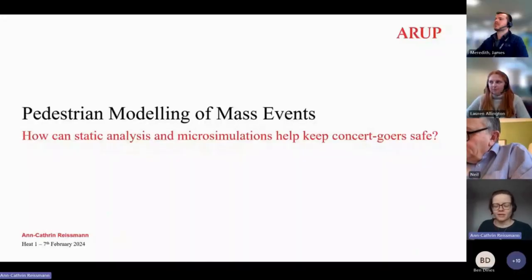So yes, my name is Ann-Cathrin. I'm a transport planner at Arup, and I'm going to be talking about pedestrian modelling of mass events. I recently started doing pedestrian modelling and thought I'd share a bit of it with you today.